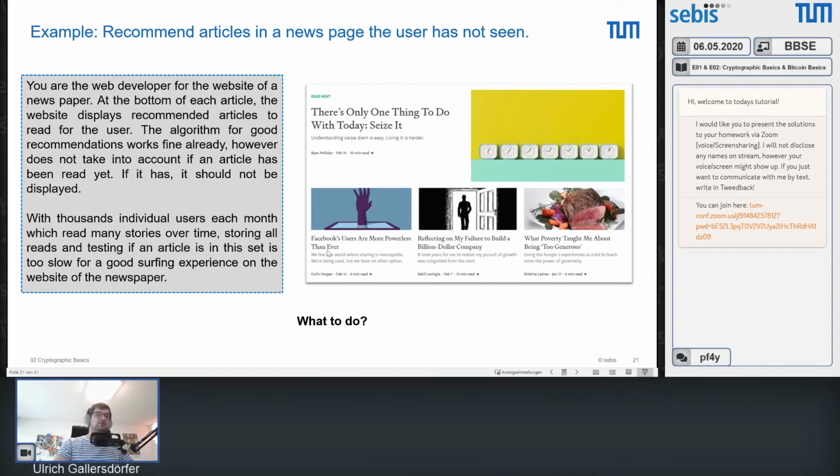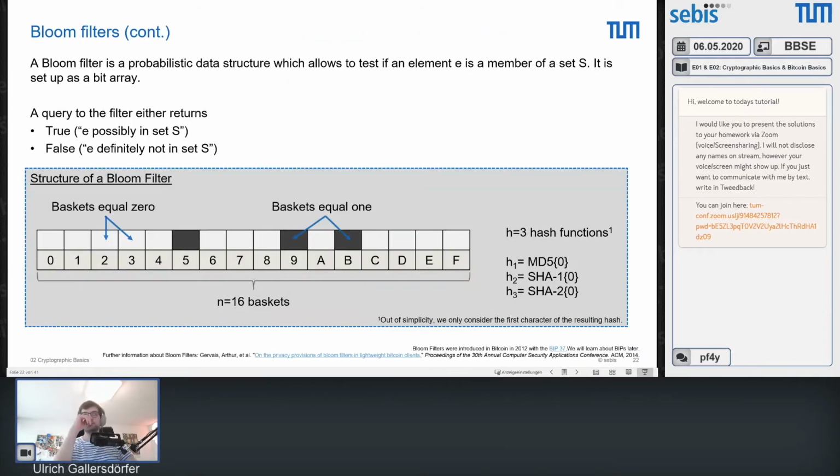It's a very good example of how Bloom filters are used in daily life and how well they work. You can imagine you have users who read like 10, 20 articles a day, and you have thousands of users. So this database where you say, okay, user X has read story Y, grows quite large. Scanning through it or doing some kind of search in your database is really exhausting and takes a lot of computation, and that's really not necessary. This is where the Bloom filter comes into place. I created these slides so that you have a little bit of an understanding of how this data structure could look.